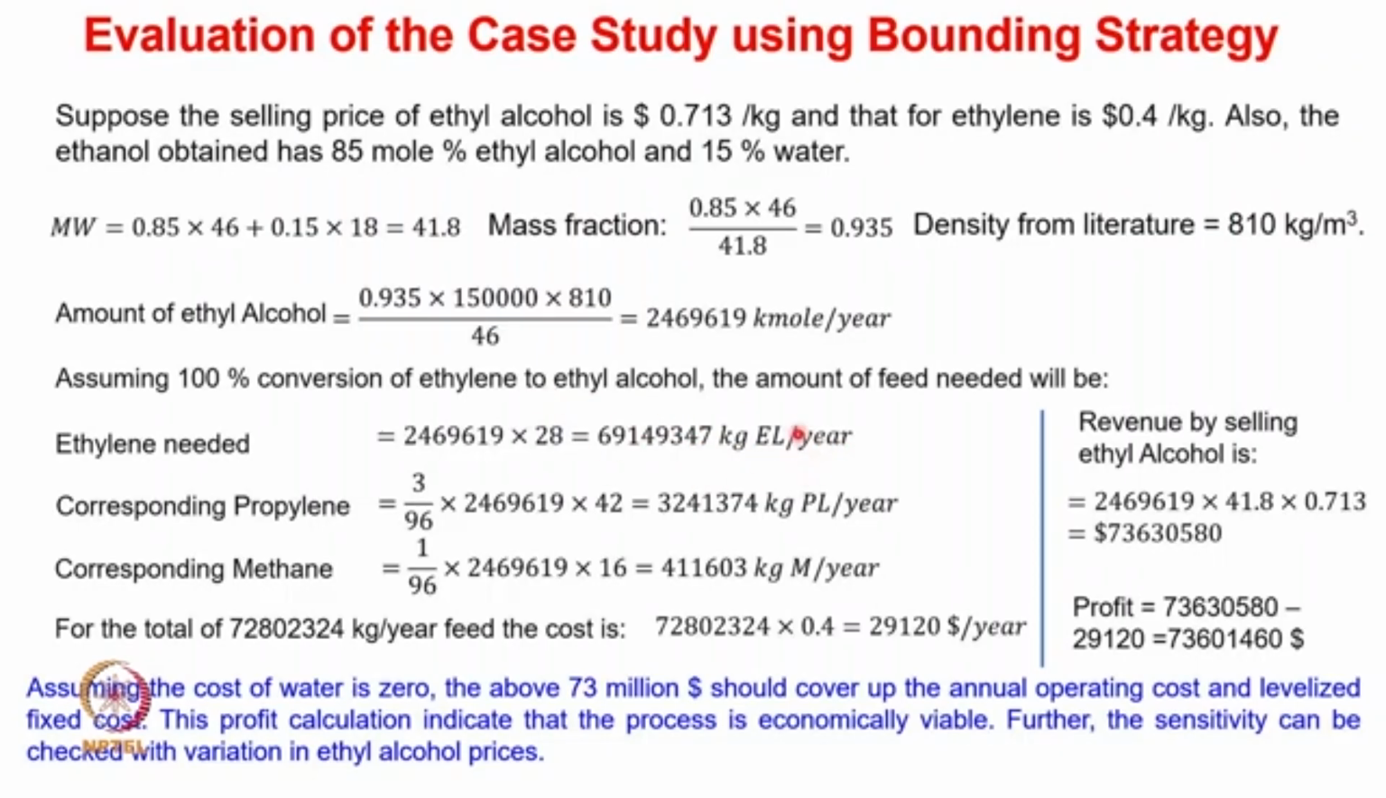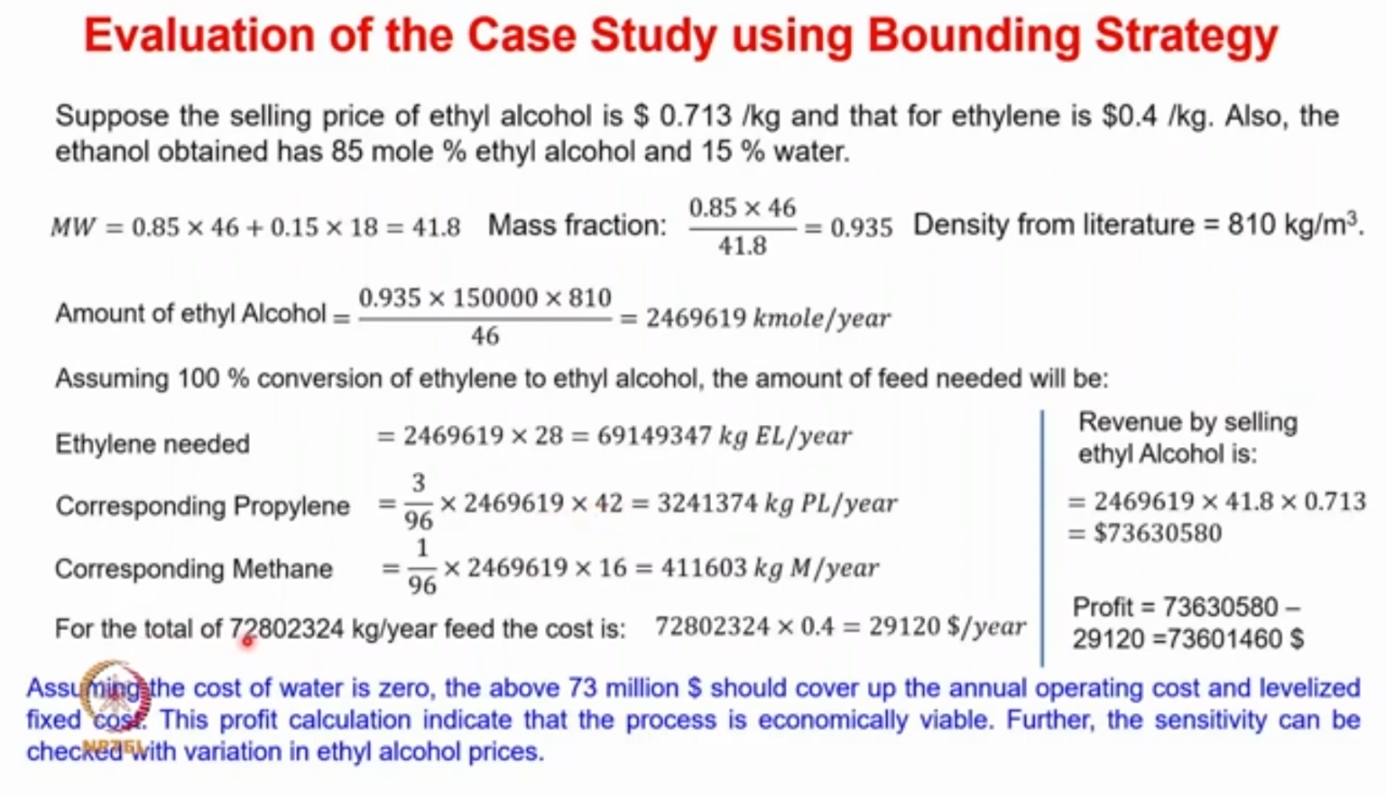Once we have obtained this ethylene, remember this ethylene feed has only 96% ethylene, and the remaining is 3% propylene and 1% methane. So we can calculate the amount of propylene required and the methane required, and that comes out to be 32 lakh 41,374 kilogram of propylene per year, and 4,11,603 kilogram of methane per year. And we can sum these three quantities, and that gives us the total amount of feed required over the year.